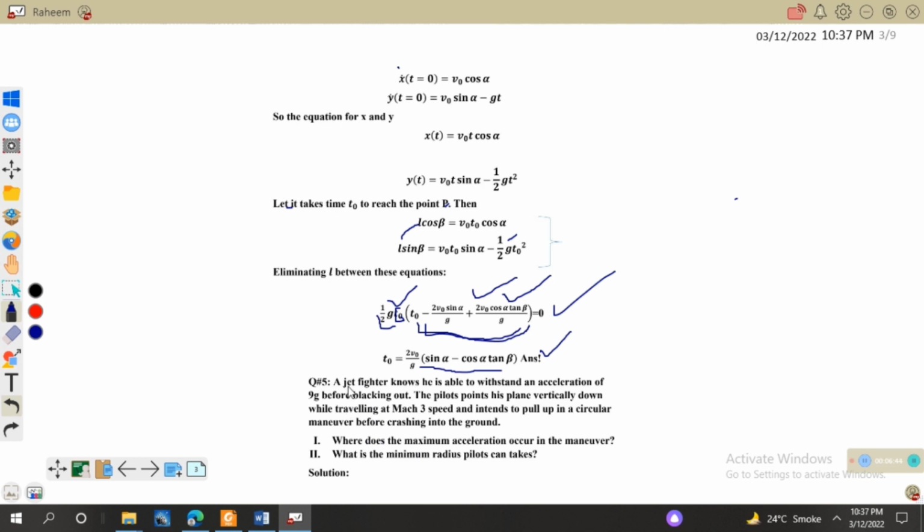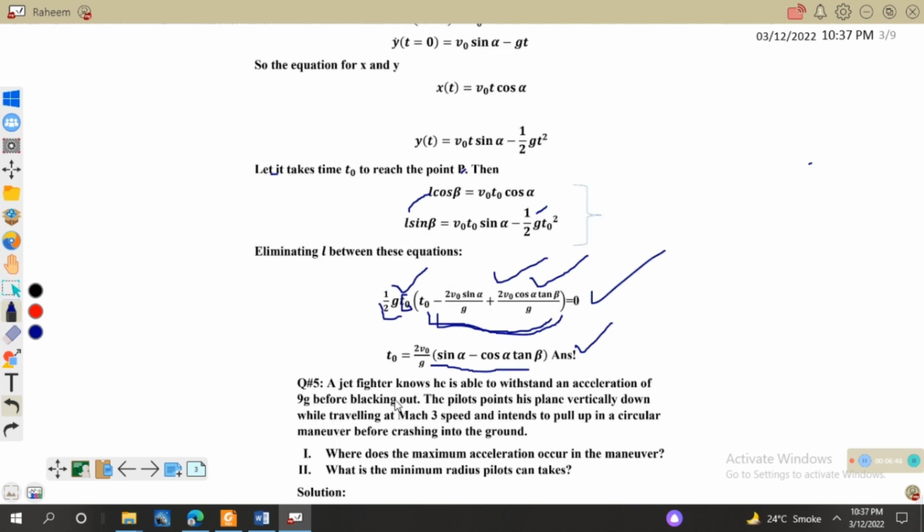This question says, a jet fighter is able to withstand an acceleration of 9g before blacking out. The pilot points his plane vertically down while traveling at Mach 3 speed and intends to pull up in a circular maneuver before crashing into the ground. Here he used 2 terms, blacking out.